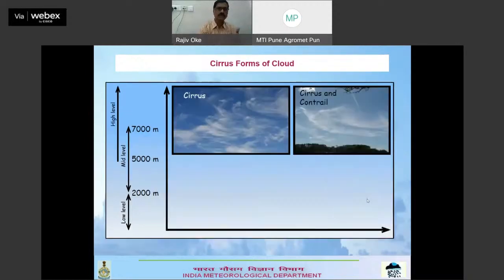And this is the last high cloud, cirrus, which is a fibrous structure or wispy type. This is called hook cirrus. It is usually seen as a high cloud at the top of the sky.